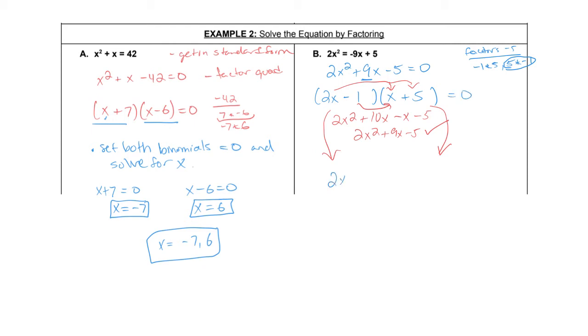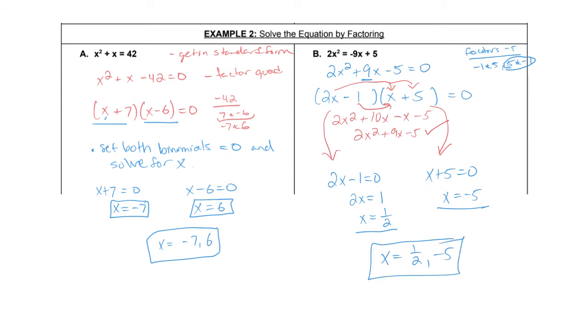So we get 2x minus 1 equals 0, and we get x plus 5 equals 0. Move the 1 over, we get 2x equals positive 1. Divide by 2, we get x equals 1/2. And then for this one, we just subtract 5, so x equals negative 5. So our solutions are x equals 1/2, comma, negative 5.